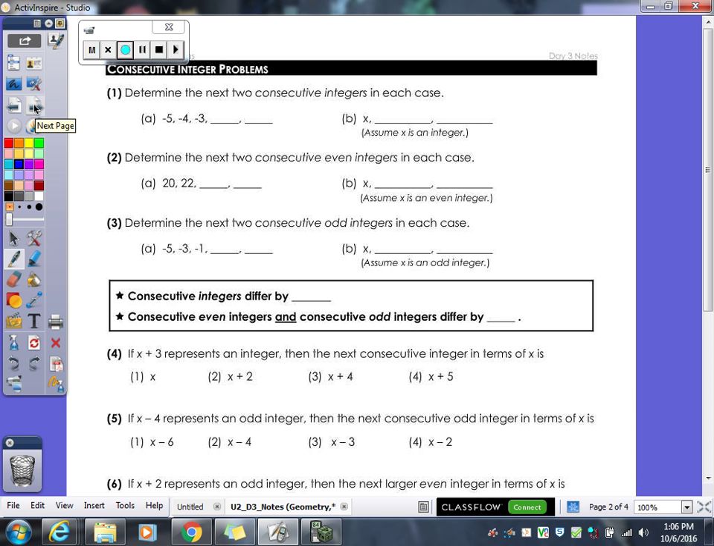All right, let's take a look at the next page. Talking about our consecutive integers. So if I give you the numbers, generally you guys are really, really good at figuring this out. -5, -4, -3, what would come next? And then -1. What are we adding each time? 1. So our consecutive integers are just numbers that come in order, one right after another. You're increasing by 1. So in terms of our algebra, x would be your first integer, x plus 1, and then x plus 2 is how we would write it using x's.